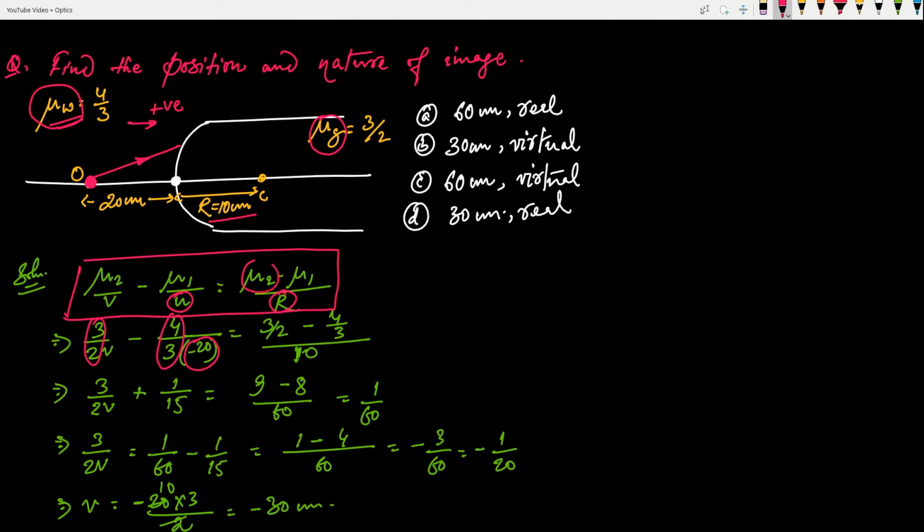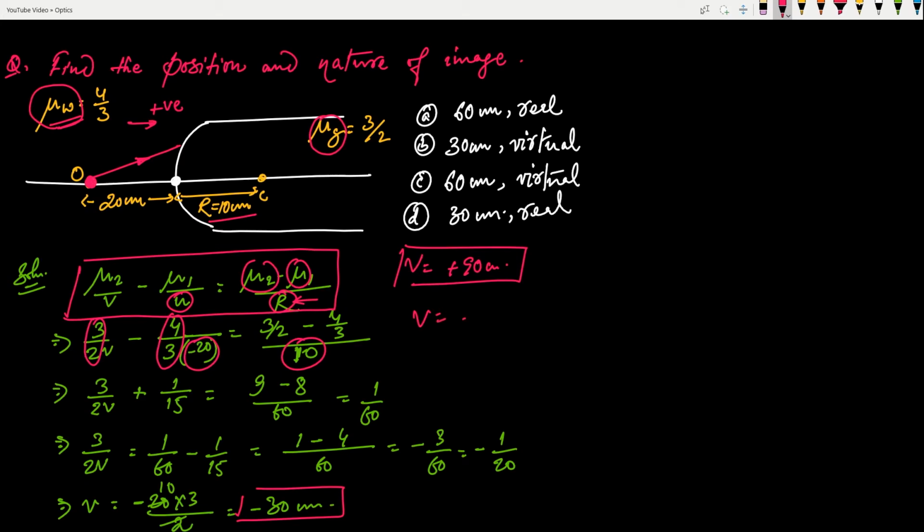Then we just put the value of mu2 and mu1, that is 3/2 and 4/3 respectively, and the value of radius of curvature is 10 centimeter, which will be positive. Once you start solving this, we will finally get that v is equal to minus 30. This is what I need to show you. So v is equal to minus 30. In our earlier case, we got v is equal to plus 90 centimeter, isn't it? And we said that the image that was produced is a real image.